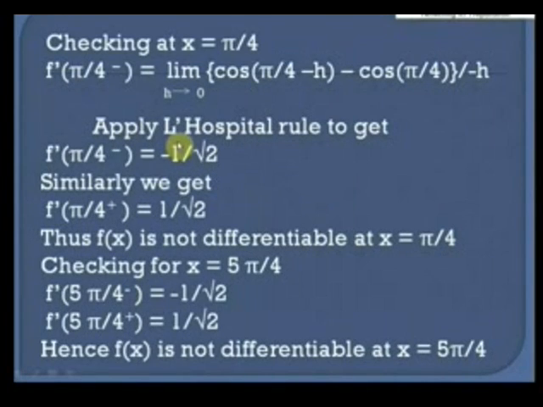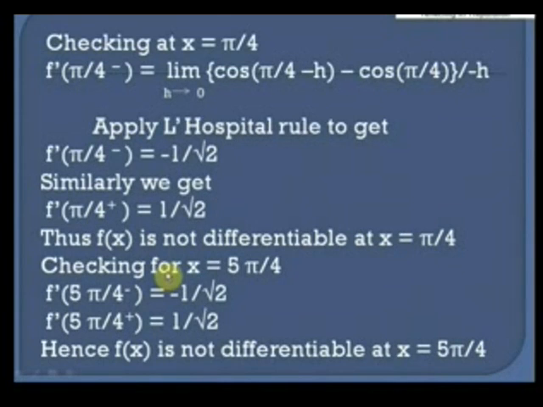So let's check the differentiability at these points. Checking at x equal to π/4, the left hand derivative at x equal to π/4 is the limit of [cos(π/4 − h) − cos(π/4)] divided by −h as h tends to 0. We apply L'Hopital's rule here to get the left hand limit at π/4 equal to −1/√2. Similarly, we get the right hand limit as equal to 1/√2. Thus we see that the left hand derivative is not equal to the right hand derivative, and so f(x) is not differentiable at x equal to π/4.